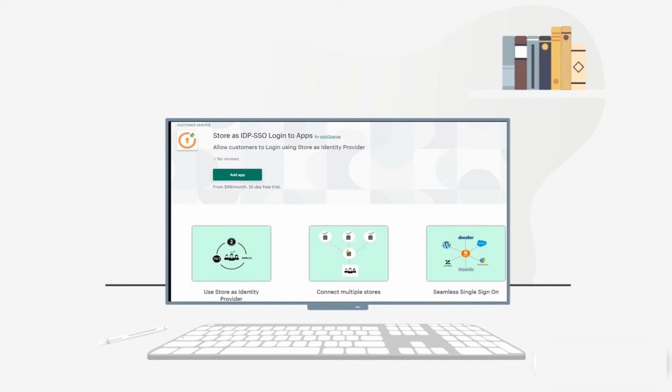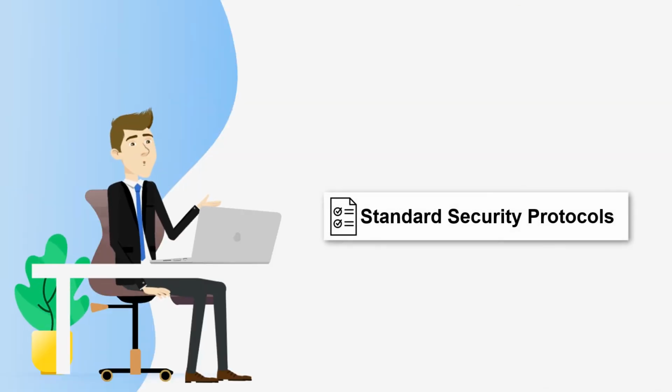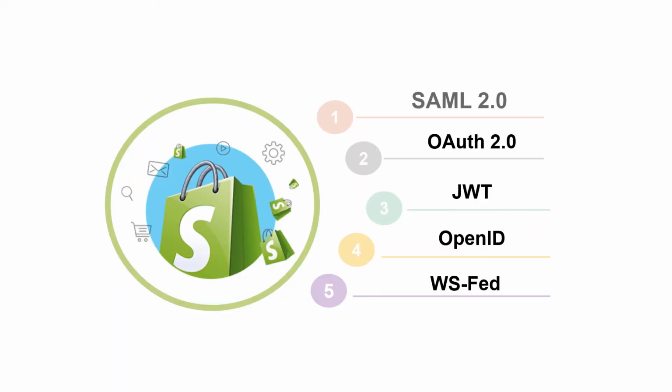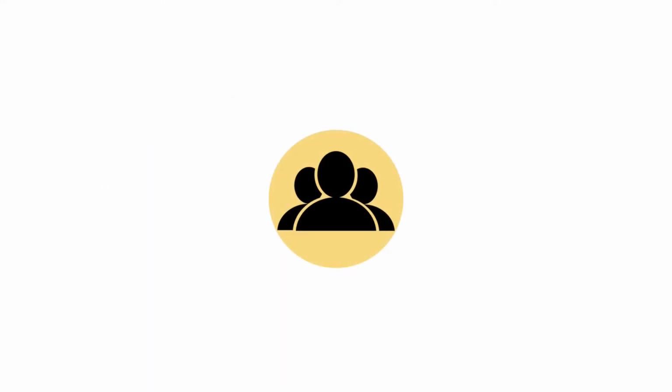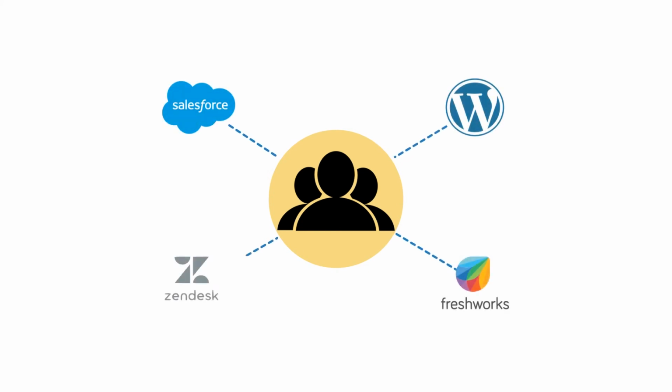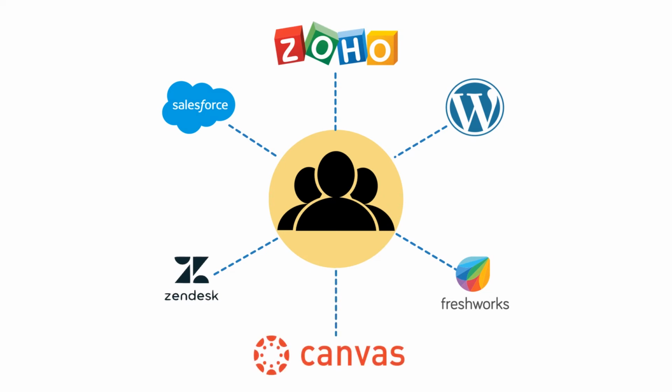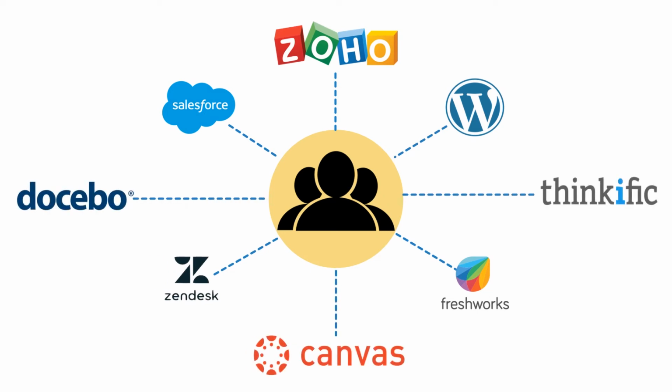With miniOrange, you can integrate SSO with your Shopify store as an IDP into any application, which supports any standard security protocol like SAML, OAuth 2.0, JWT, OpenID, WS Fed, etc. All the users in your Shopify store can easily access any CMS like Salesforce, WordPress, Freshdesk, Zendesk, Zoho, etc., and any LMS like Canvas, Docebo, Thinkific, etc.